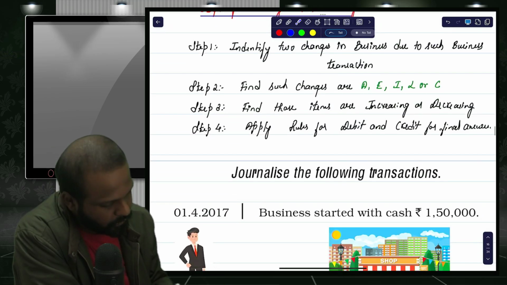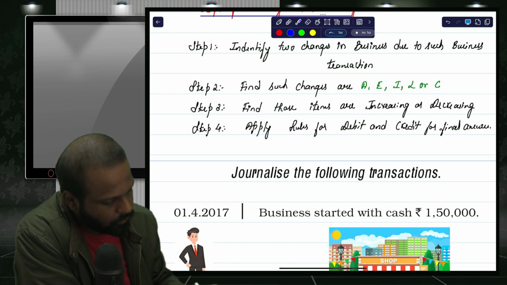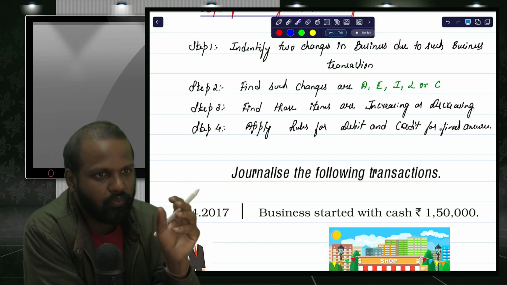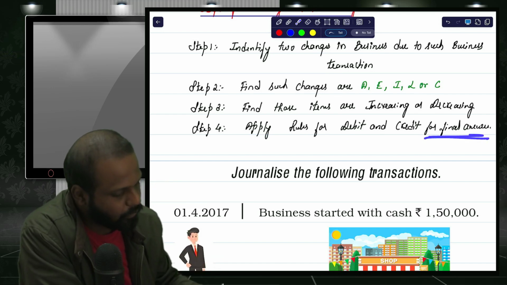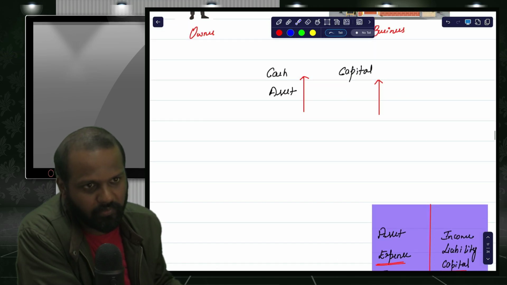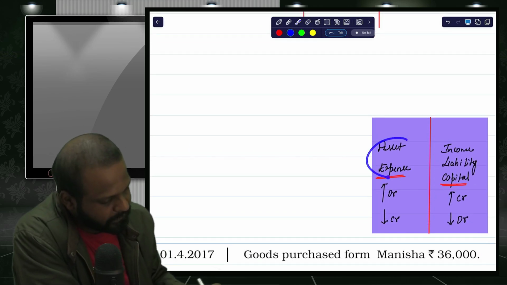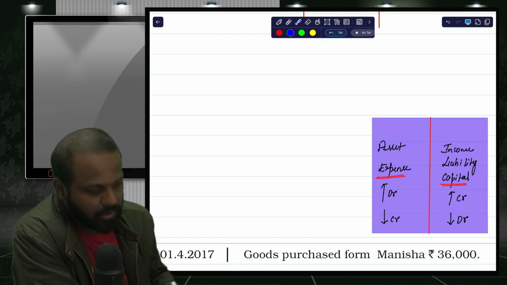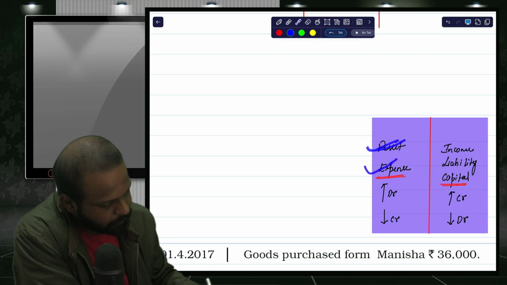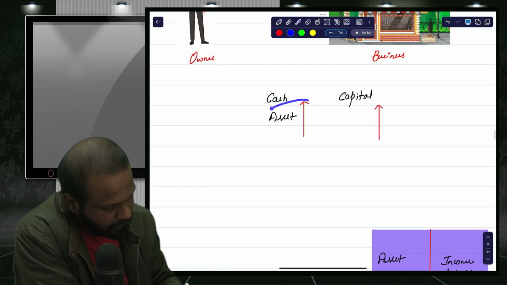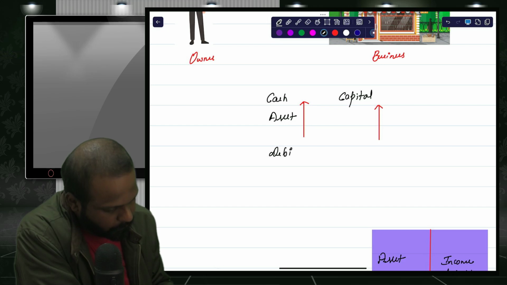Now, last, what you need to apply the rule for debit and credit. What a debit credit rule is there? Apply it and you will get the final answer. Now, what is that rule we discussed? Due to any business transaction, if asset is increasing or expense is increasing, then we should do debit. So here asset is increasing, so we have to do debit. It means cash account will be done debit.